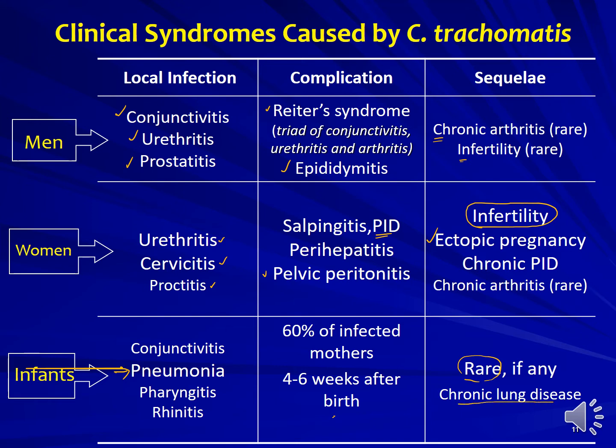This is how they can infect men, women and infants, that means all age groups, and produce different varieties of diseases. This is the overall view of the infections produced by Chlamydia trachomatis.